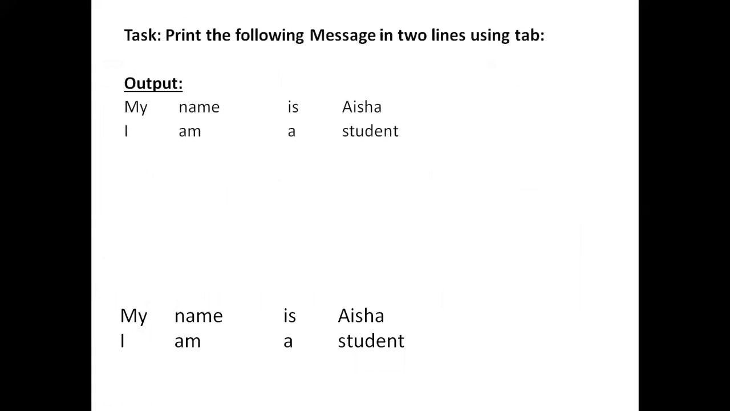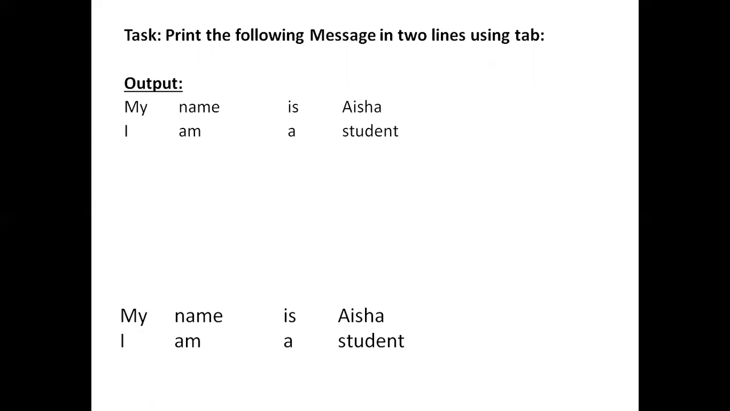In this example, we have to write down the following message. Now you can see that the message is in two lines, okay? And also you can see a lot of space in between these words. My, then there's space, name, then there's space, is, and after is there's also space, is Aisha. And in the next line we will print I, space, M, space, R, space, student.